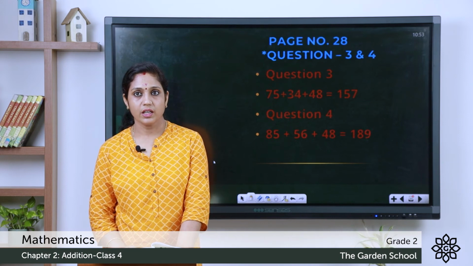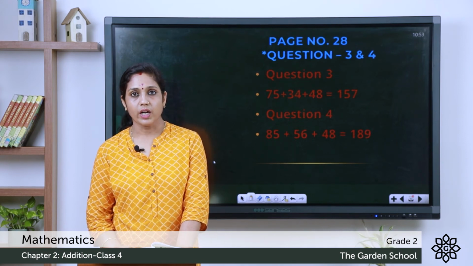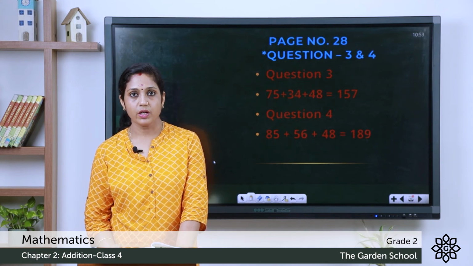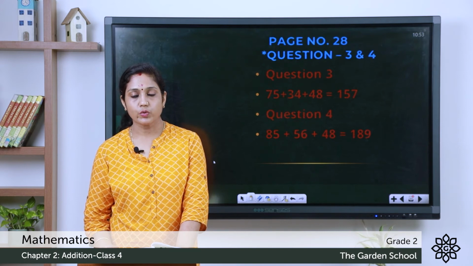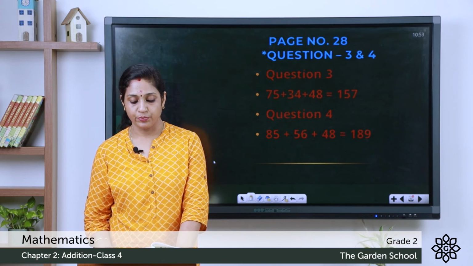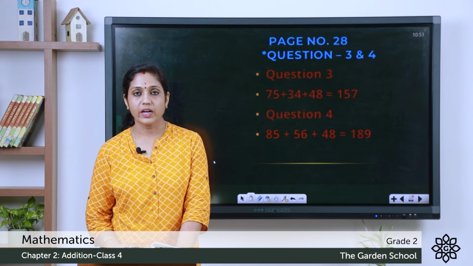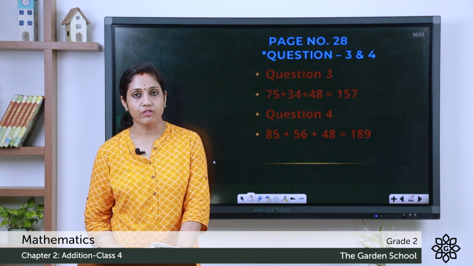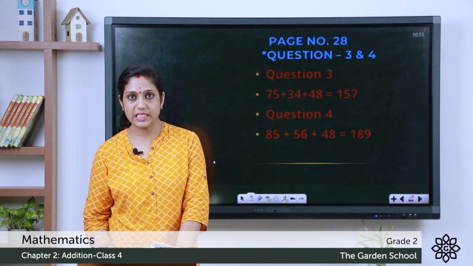Fifth question, Naomi read 111 pages of a storybook in the first week and 112 pages in the second week. How many pages did she read in the 2 weeks? So Naomi read 111 pages of a storybook in the first week and 112 pages in the second week.